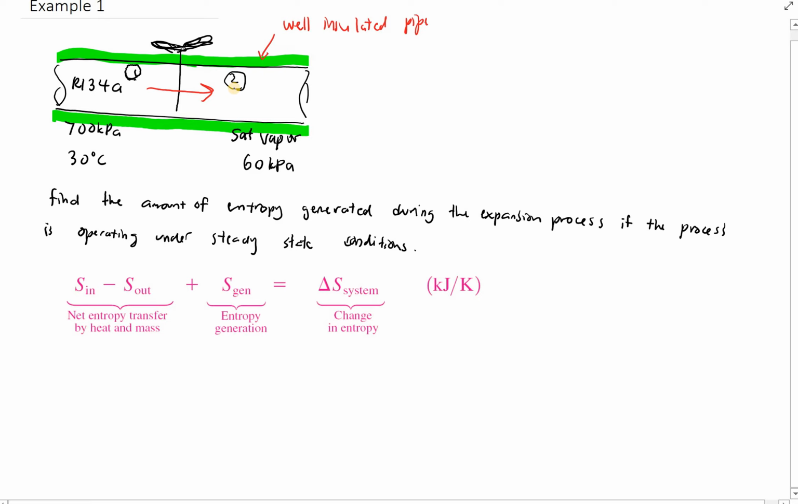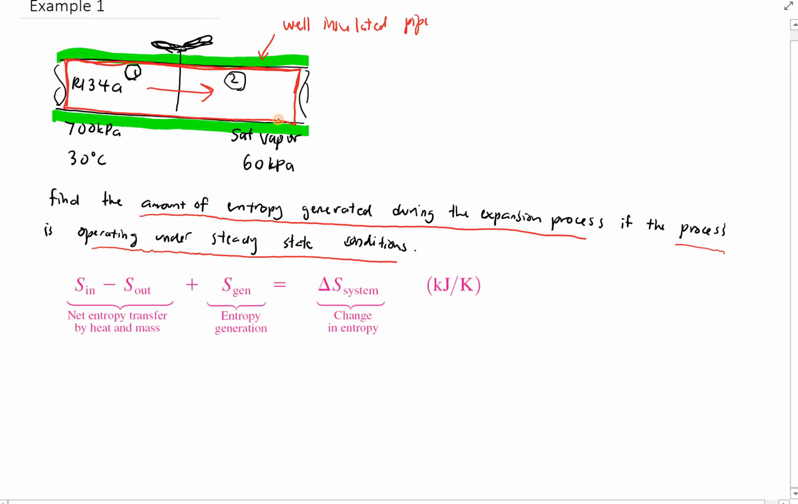Given the properties of your working fluid, refrigerant 134A at point 1 and also at point 2, find the amount of entropy generated during the expansion process if the process is operating under steady state conditions. So you are looking at this control volume. This is your system. You are not looking at the air outside your pipe.